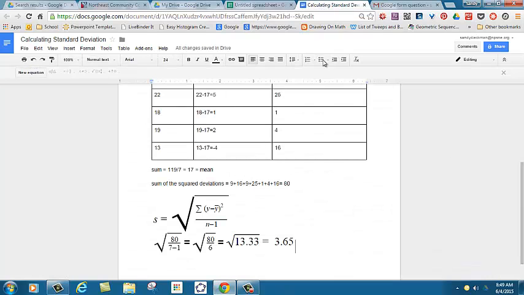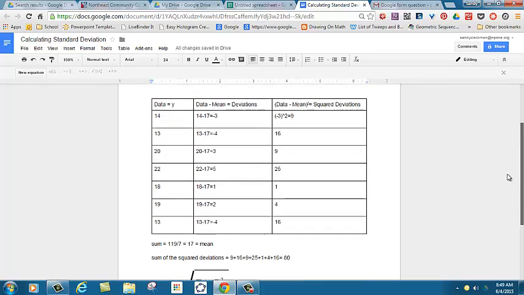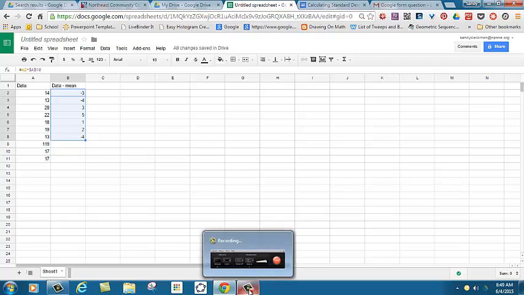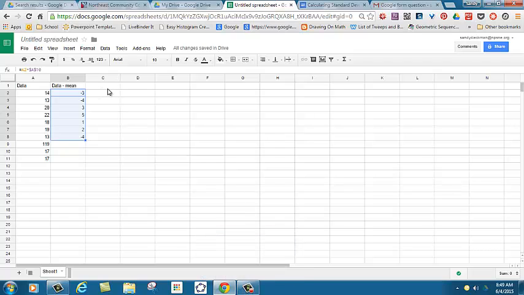So now if I compare that to the numbers that I had over here by hand, I had -3, -4, 3, 5. And so I can look real quickly, -3, -4, 3, 5. Those are all the numbers that I had here by hand. Okay, so then the next thing I'm going to do is square each one of those.